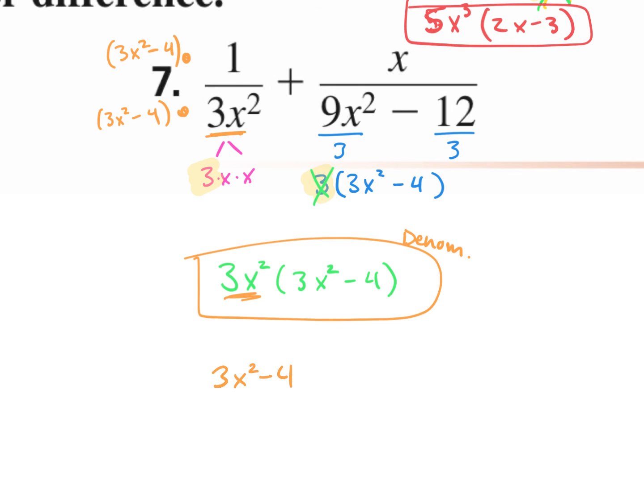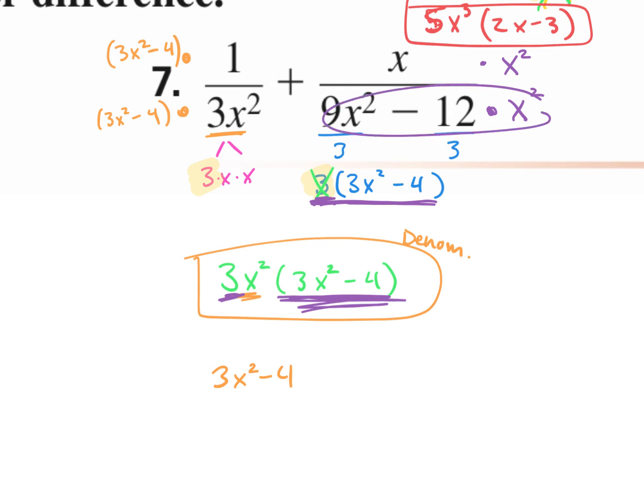We want to do the same thing in our second fraction. So in our denominator here, we already have 3 times 3x squared minus 4. What's missing? We already have a 3. Just the x squared. So we multiply the top and the bottom by x squared. When you multiply the bottom together, you already get this, so we're good.